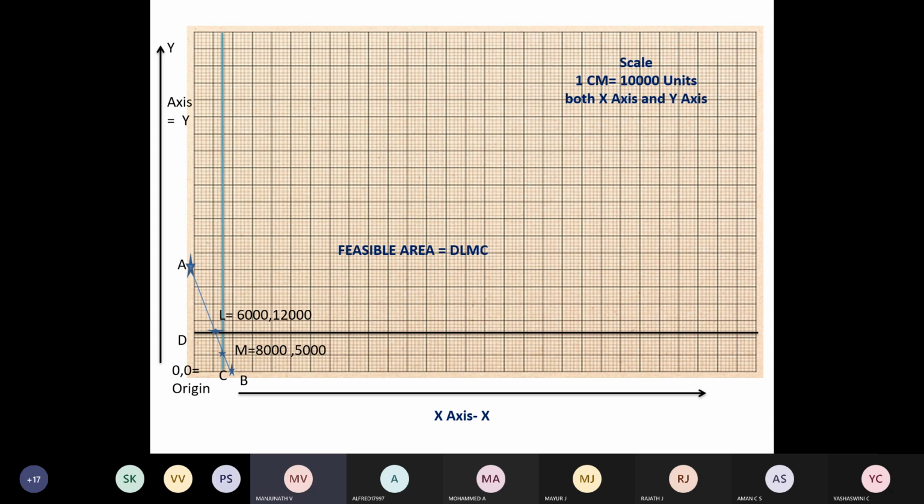No, sir. Okay. Now, you have to identify the feasible area. All these are less than constraints: AB less than, C is less than, D is also less than. You can go back to your previous slide. AB represents equation 1, C represents equation 2, D represents equation 3. Less than area means down the line area.